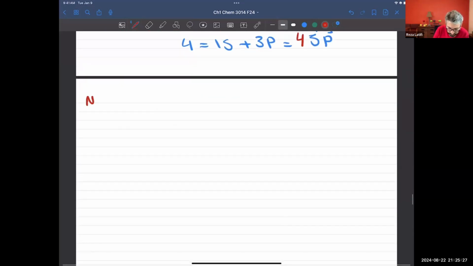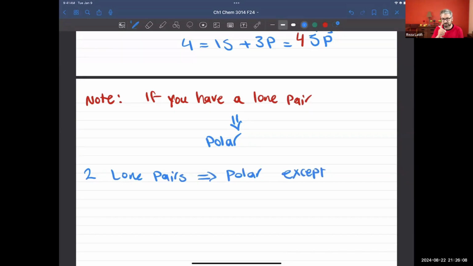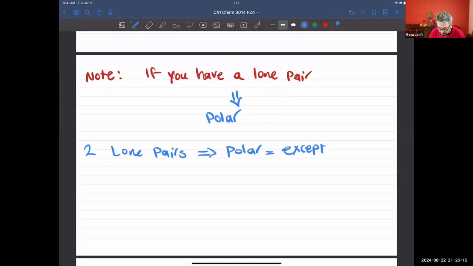So I'm going to write a note for you here. Note: if you have 1 lone pair in the geometry, that molecule for sure will be polar. How about 2 lone pairs? It will be polar, except for one geometry that will be non-polar. So it will be polar under any condition except one geometry.